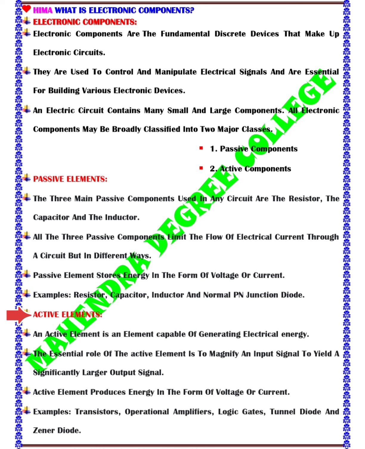The different types of active components include diodes, transistors, and integrated circuits. Electron tubes, like vacuum tubes such as diodes and triodes. Semiconductor devices like diodes, LED, operational amplifiers, logic gates, tunnel diode and Zener diode, etc.